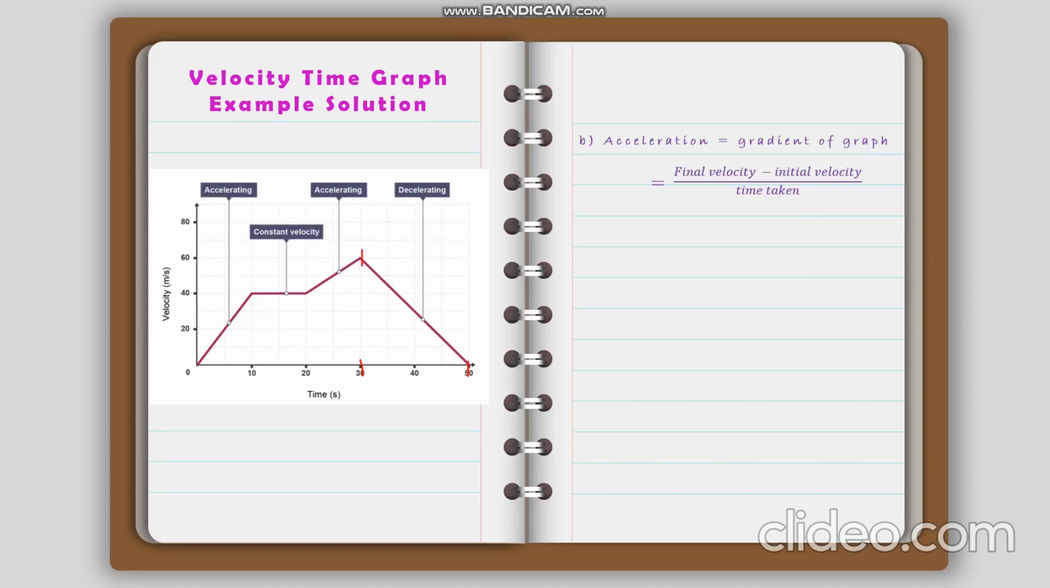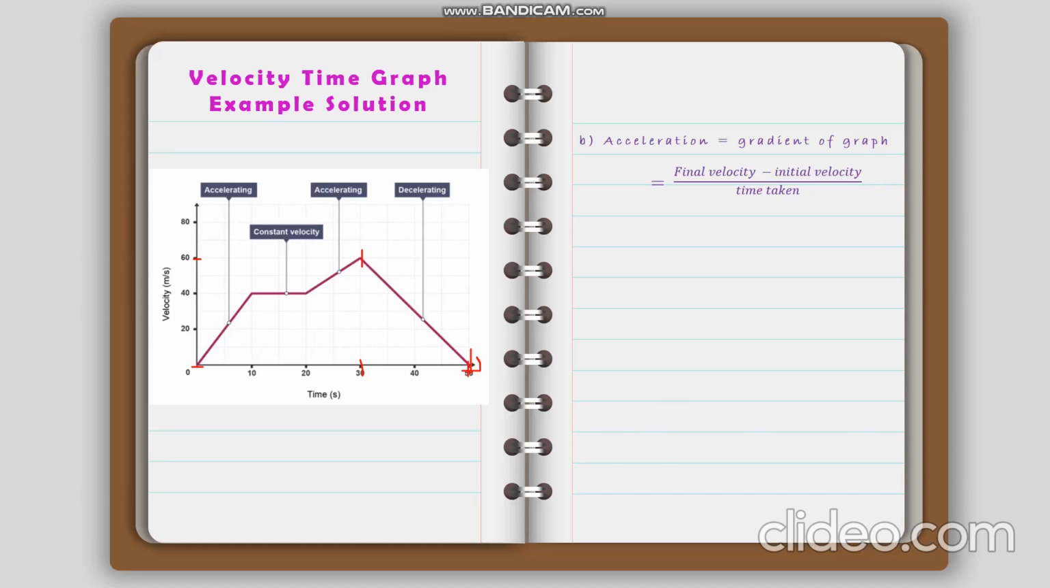We are mainly concerned with this segment because that is where we have the 20 seconds, between 30 and 50 seconds. So we note that the final velocity in this case is 0 here, which we read from the y-axis, and then the initial velocity where it started from at the 30-second mark is 60 meters per second. It can be read off from the y-axis.